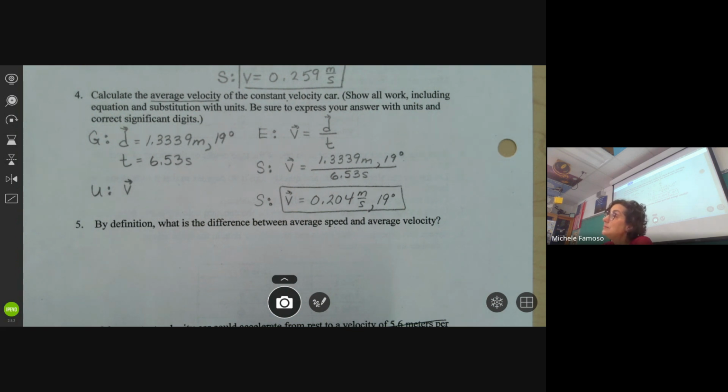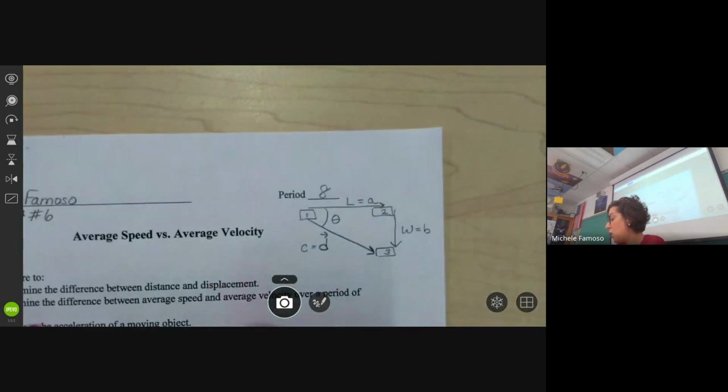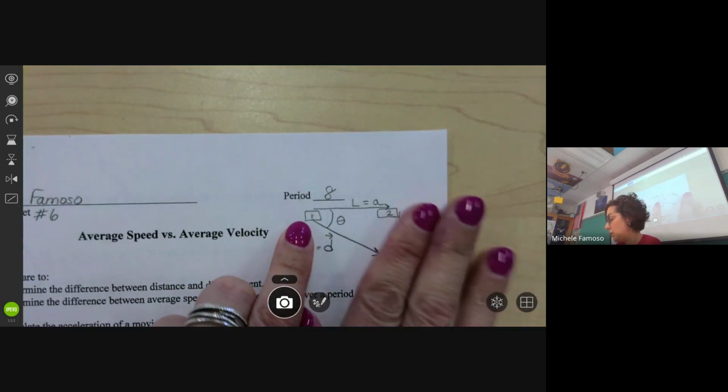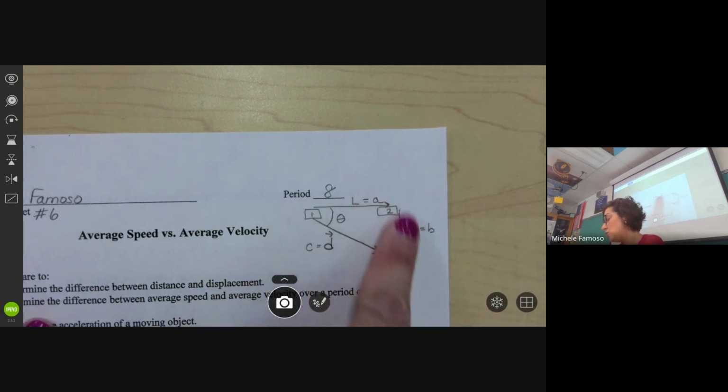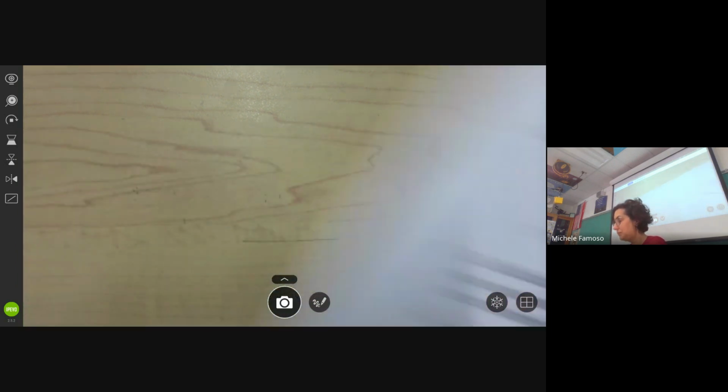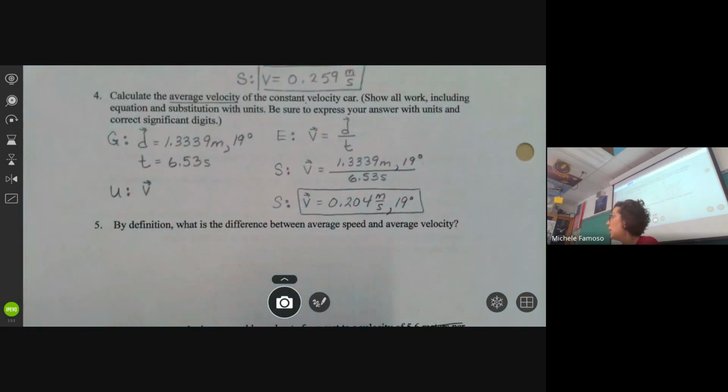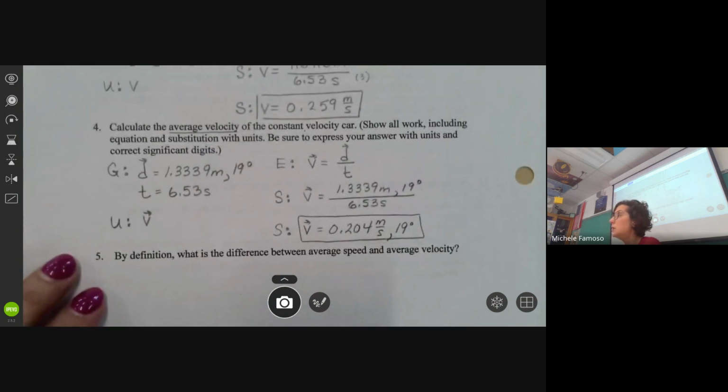Yes, Ashley? So if the car had just gone from 1 to 2, there was nothing else, then you could say right, or you could say 0 degrees. But because it's going in 2 different directions, now you're going to need an angle. Okay. Anyone need more time for number 4?